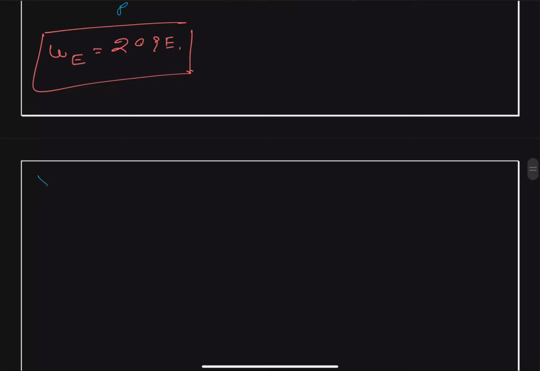Work done due to magnetic field, that is our WB. But we know that the work done due to the magnetic field is equal to 0, because the motion of the charged particle is in the xy plane and the magnetic field is perpendicular to that plane. So work done because of the magnetic field is equal to 0. So WB is equal to 0.